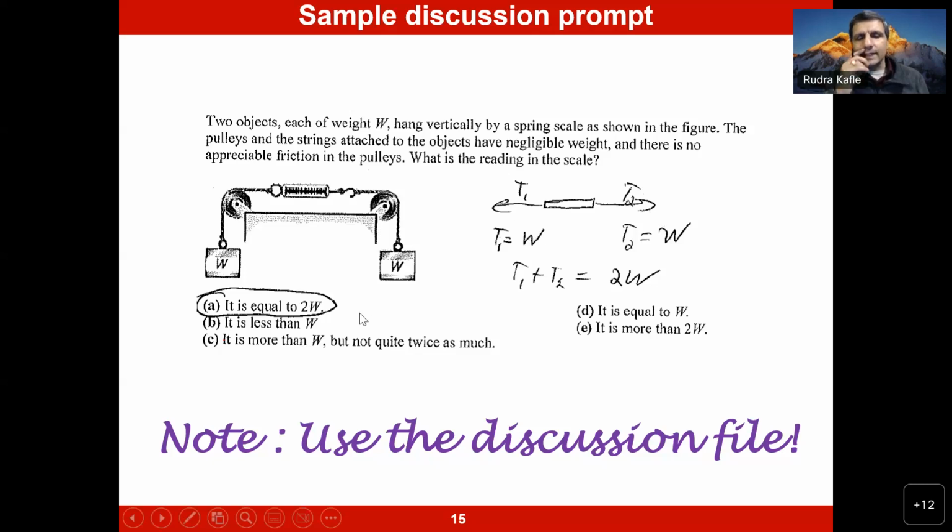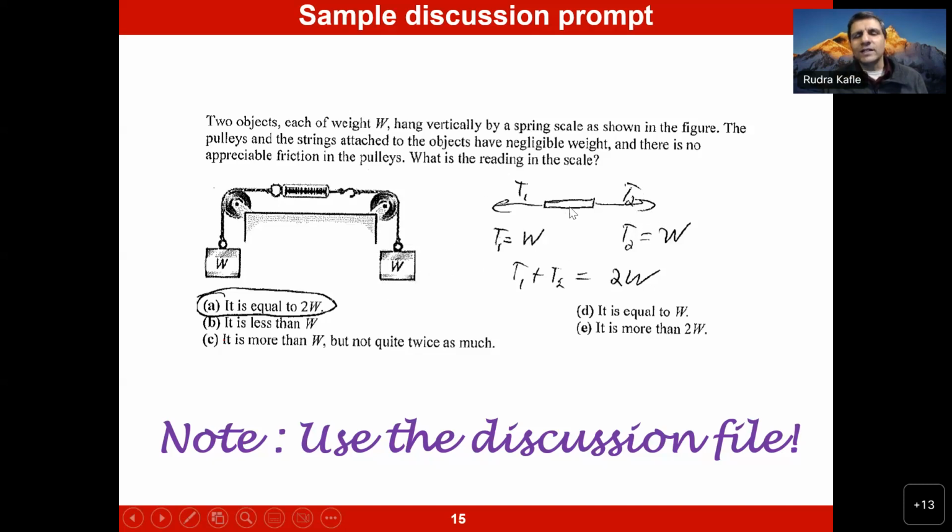The student constructed this kind of diagram: T1, tension there, T2, tension there. And T1 is equal to the weight. The student did not draw a free body diagram of this object, but thought that this tension is nothing but the weight of this object.